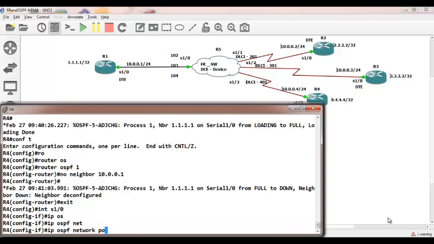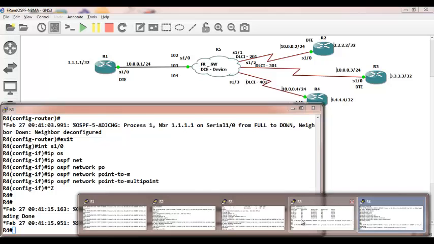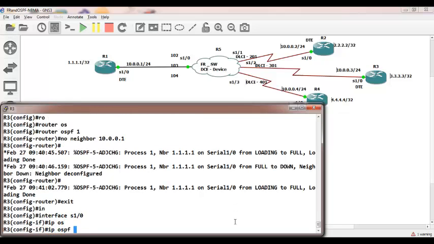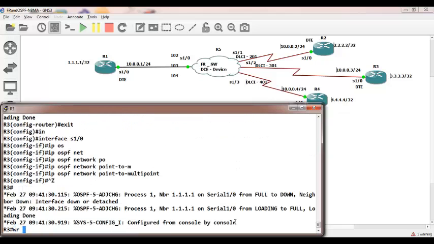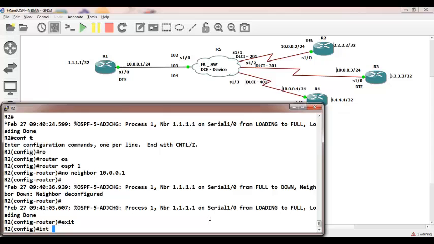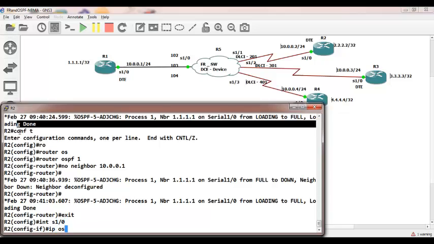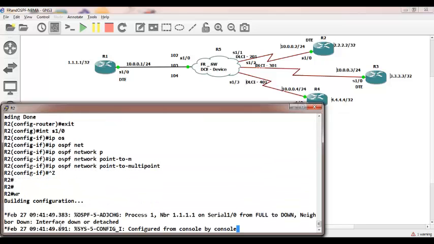Here neighbors are dynamically discovered. You can see the neighbor coming up automatically. See, it has come up. Automatically it will come up. The neighbor which was down, because I removed the neighbor statement, will come up as soon as I say this. Even on R1 I should say that.